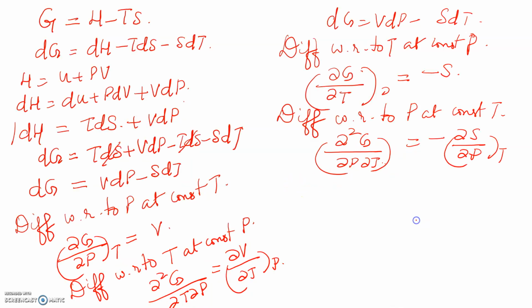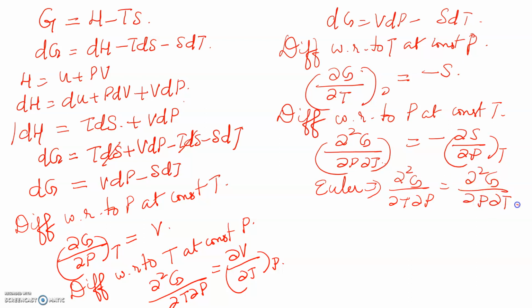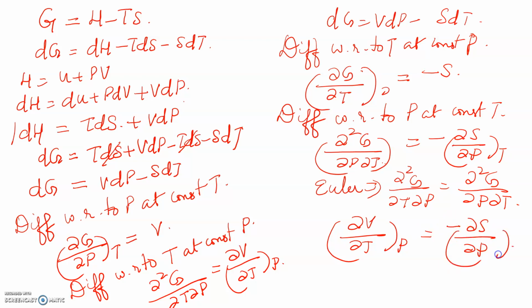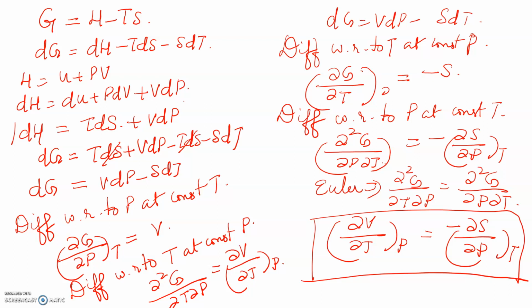Now we have ∂²G/∂T∂P and ∂²G/∂P∂T. According to Euler's, what happens? ∂²G/∂T∂P is equal to ∂²G/∂P∂T. Equating, ∂V/∂T at constant pressure becomes equal to minus ∂S/∂P at constant temperature. Now we have the fourth thermodynamic Maxwell's relation. Okay.